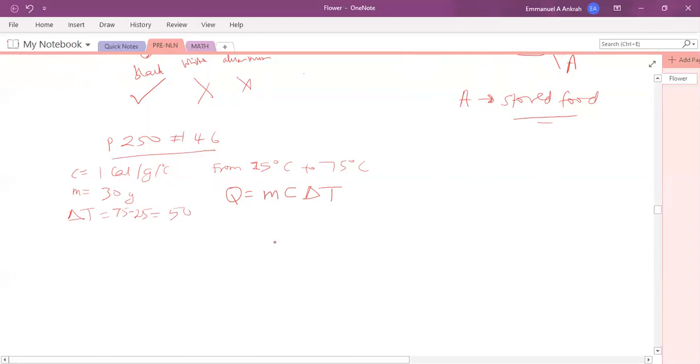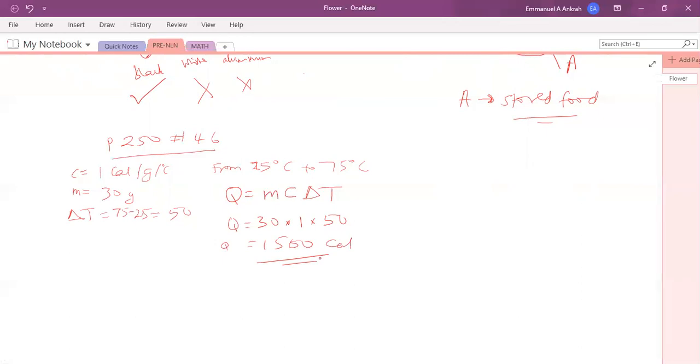Okay, so with this information, you can find the quantity of heat. The mass is 30 times the specific heat, which is 1, times the change in temperature, which is 50. If you multiply all this, then you will come up with 1,500 calories. So the answer is C, 1,500 calories.